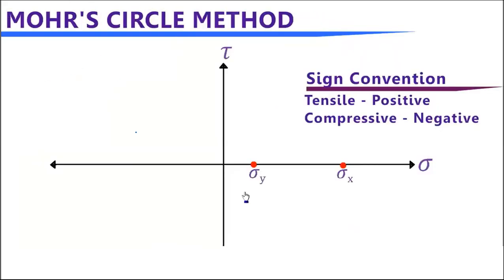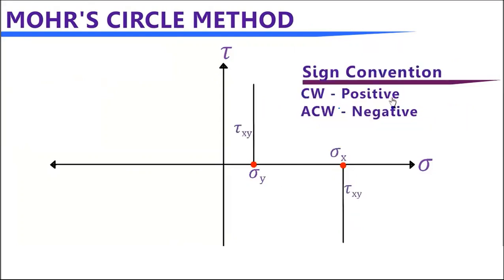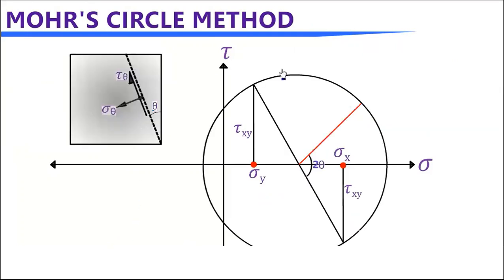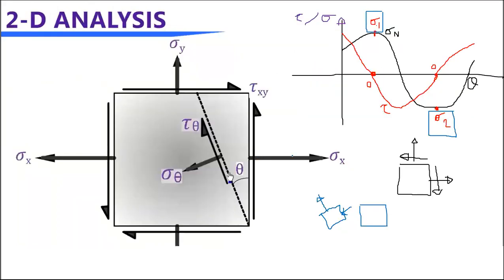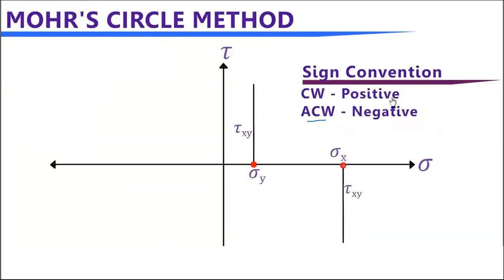So for this small circle, we take tensile positive and compression negative, right? And for the normal stresses, we take tensile positive, right? And for shear, we take clockwise shear as positive and anti-clockwise shear as negative, okay? And another important thing, if you draw a theta here, let's say for this element, you can see it's tension and anti-clockwise shear. So you can see tension, that's why it is positive on this sigma axis.